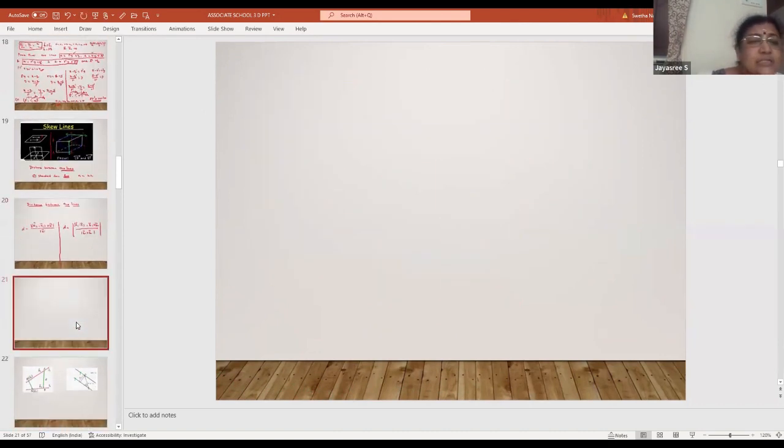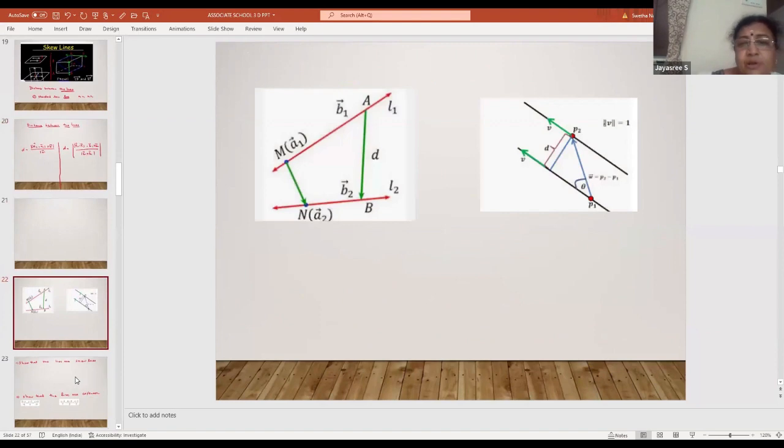So now, distance between the skew lines. When I'm talking, this is the distance between the parallel lines and this is the distance between the skew lines. It is nothing but the projection of A2 minus A1 on B1 cross B2. A2 may be anywhere, A1 may be anywhere. But we can draw a line parallel, and we can take it as a vector. We can bring A2 and A1 here, and then we can take A2 minus A1 projection on B1 cross B2.